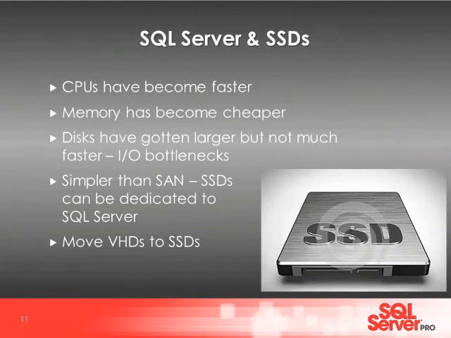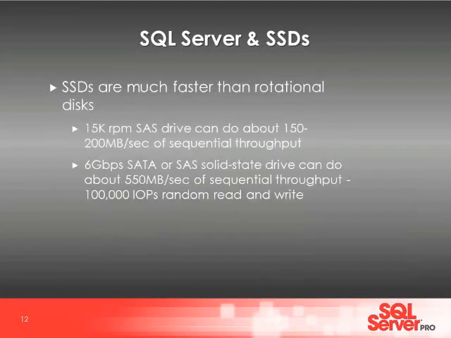Next, let's have a look at SSDs. CPUs have become faster and faster, memory has become faster and more available. Systems today support much more memory than they did. That means disks have oftentimes gotten to be the bottleneck for many systems. SSDs can be a solution to that. They are simpler to implement than SANs, and for VMs you can move those VHDs to SSD files, and you'll get some advantages to doing so in many cases.